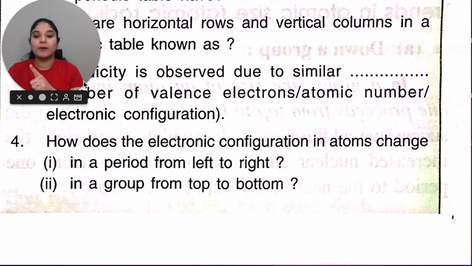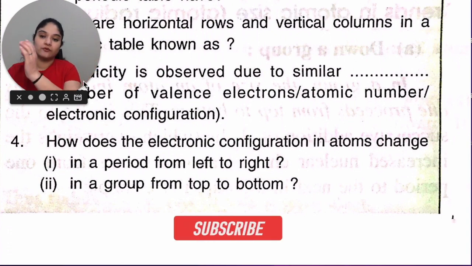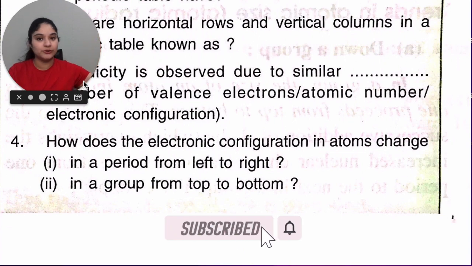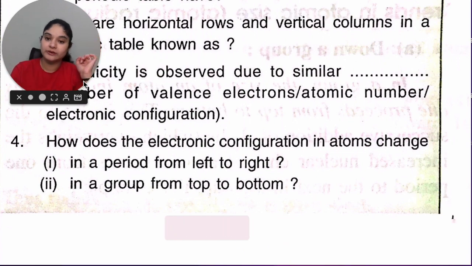When we talk about a period from left to right, the number of shells stays constant. So the number of shells is not increasing. But how does the electronic configuration get impacted? The valence electrons increase by 1. As you move across a period, the valence electrons increase by 1, 1, 1, 1. So you start from sodium, which has 1, then 2, 3, 4, and you reach up to inert gases which have 8 valence electrons. So this is how it happens across a period.